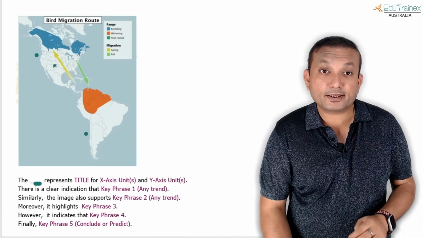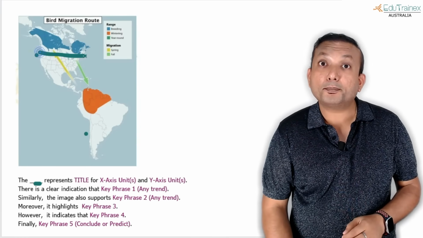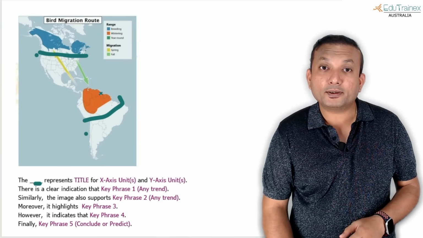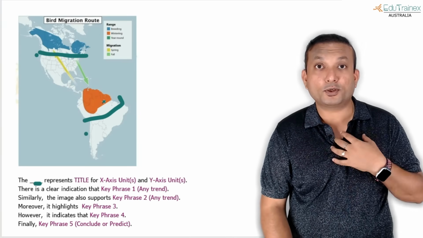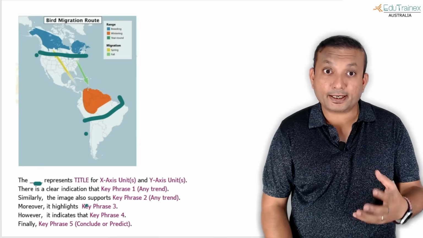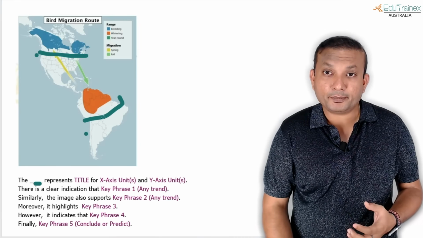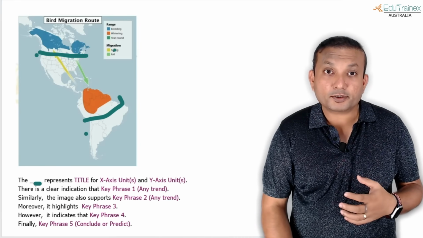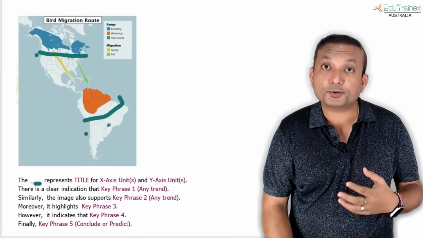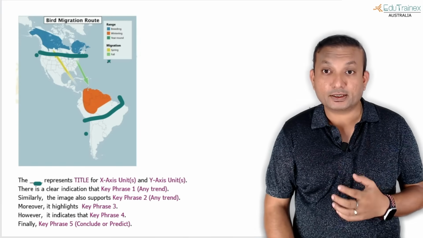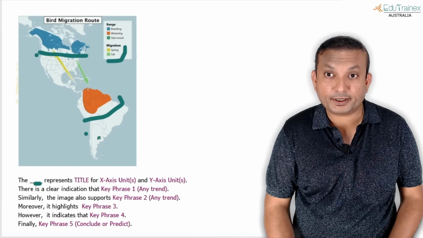Okay, the next sentence, there is a clear indication that the birds like to migrate only in the northern parts of North America as well as South America. This is one observation I made. And then the next sentence will be, similarly, the image also supports birds migrate to North America in the spring season, whereas they migrate to South America in the fall season. This is something I observed over here.